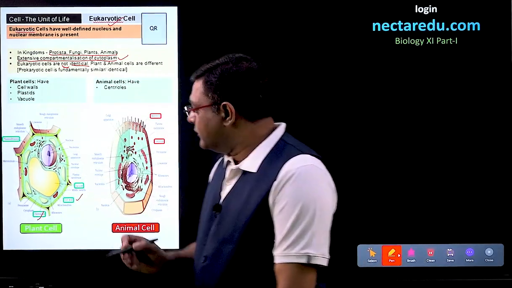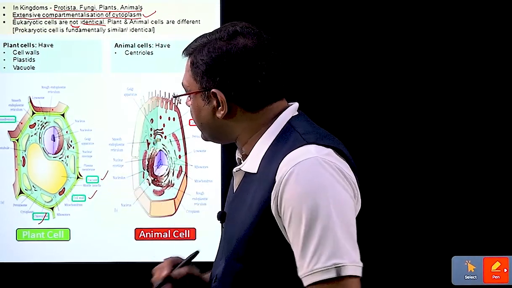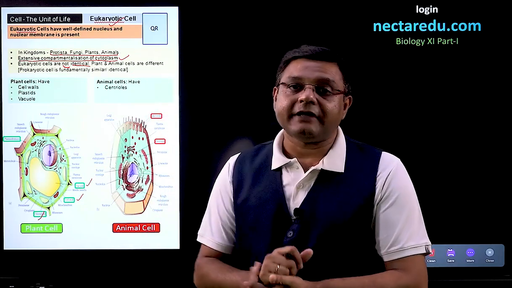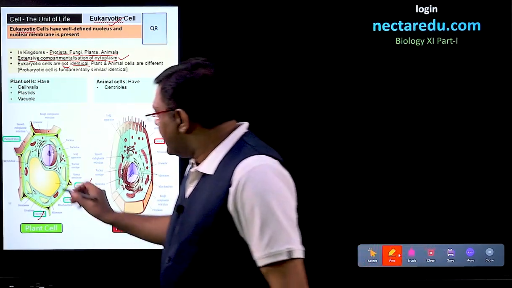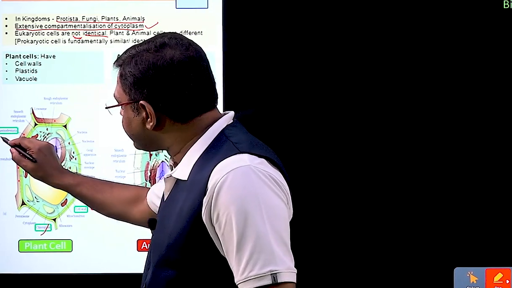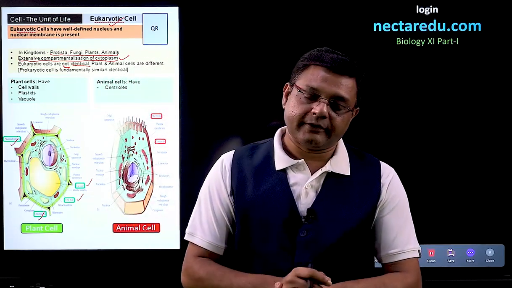Third is the vacuole. So this large structure, central vacuole, will be present in plant cell. Plant cell will also have a structure which is called as plasmodesmata. So these small red dots are what? These are the plasmodesmata which are shown over here.